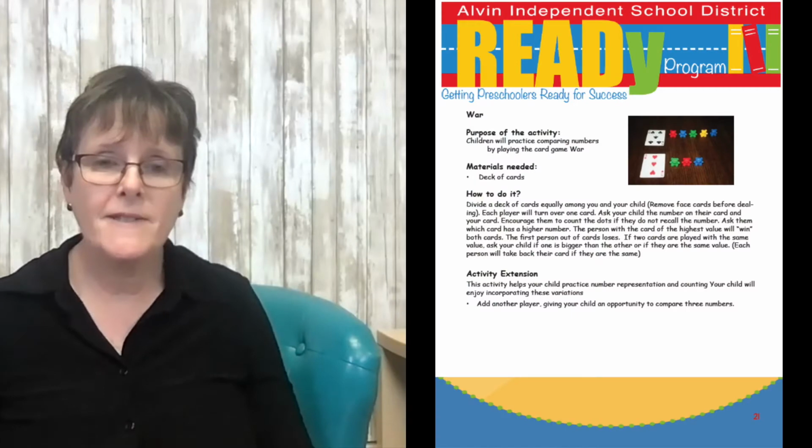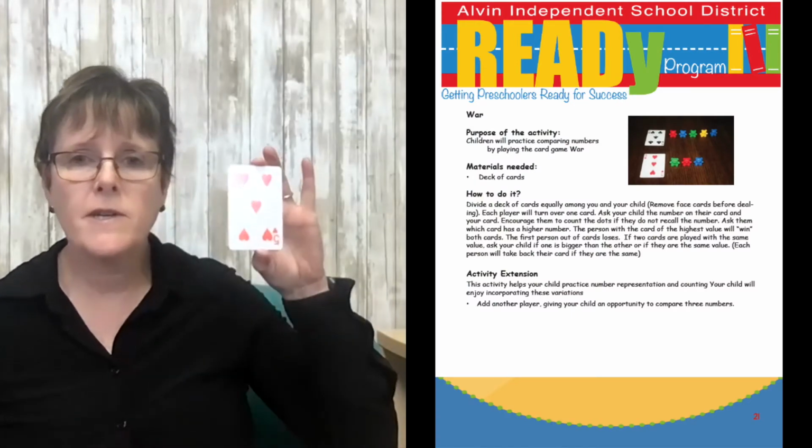The next activity is the card game War. Again, you're going to use your deck of cards, taking out the king, queen, and jack face cards, and then the ace. You're going to divide the card deck into 2 even piles for you and for your child. If you have another sibling that wants to play, you can do 3 cards. That makes it a little trickier as the child gets better at this game. But each person plays a card out, and then you compare the 2 numbers.